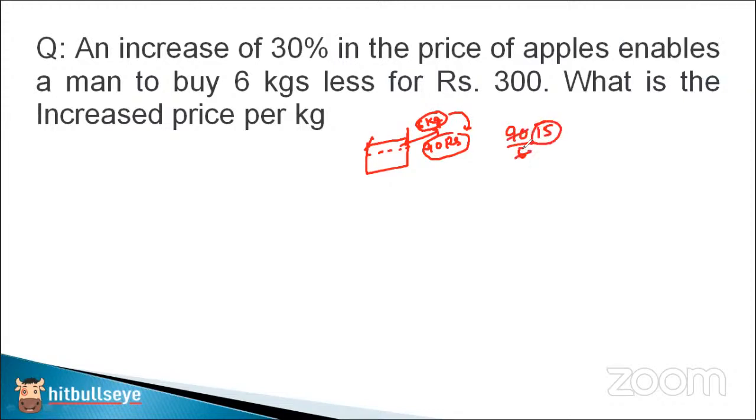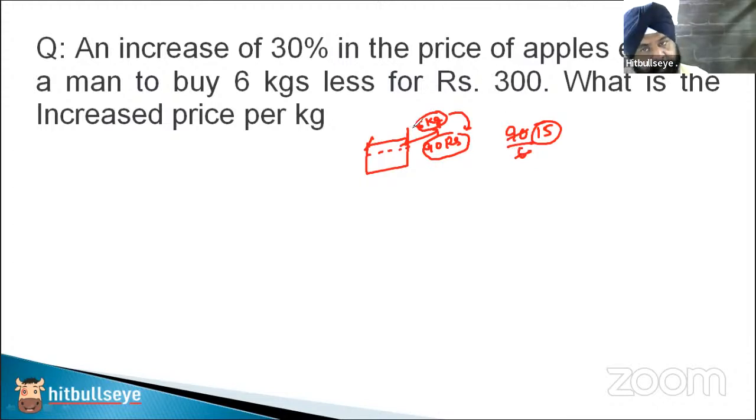15 rupees. Yeah, great. So we will move directly from price to price. 30% of 300 is 90, so because of this 90 rupees increase he is able to take 6 kg of apples less. In short, if he had 90 rupees more, he can buy 6 kg of apples. So in short, the new price of 6 kg of apples is 90 and 1 kg is 15.